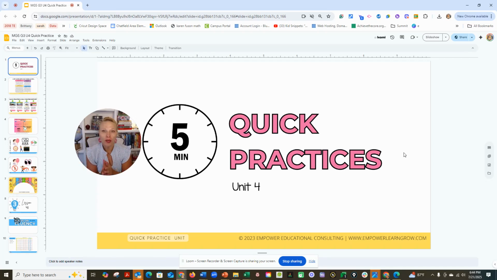Okay, here we go. Quick practices, grade 3, unit 4. Let's talk about the progression. For the first 8 lessons in this unit, there was not a specific quick practice outlined by Math Expressions. The goal was that teachers use whatever needed to be practiced for those 8 lessons. You can still choose to do that.